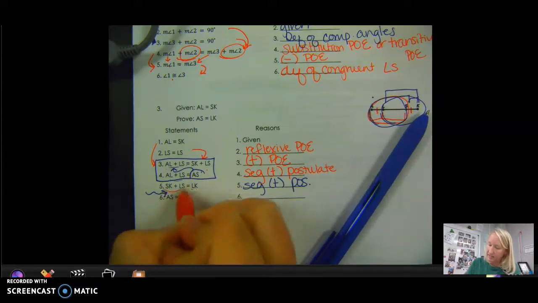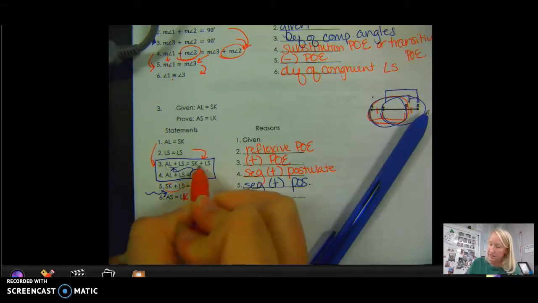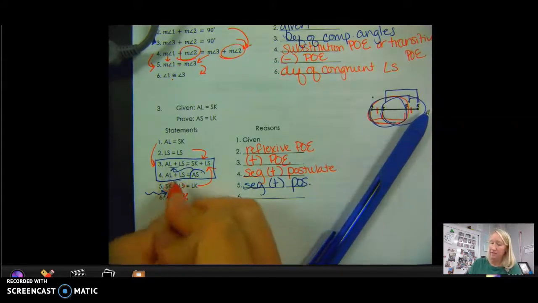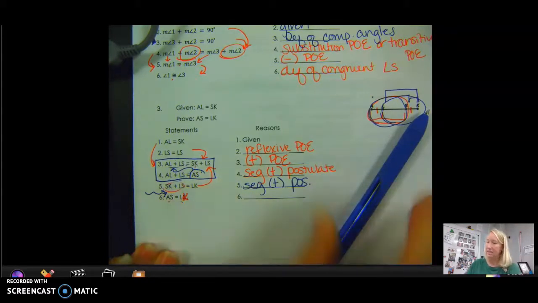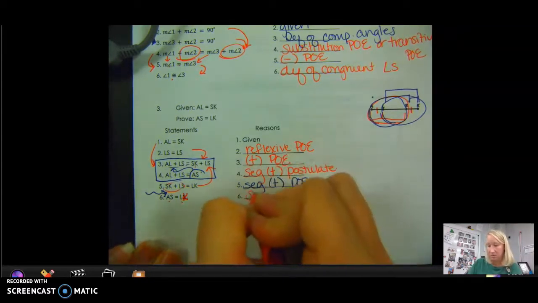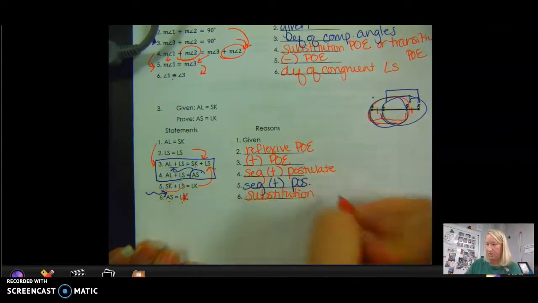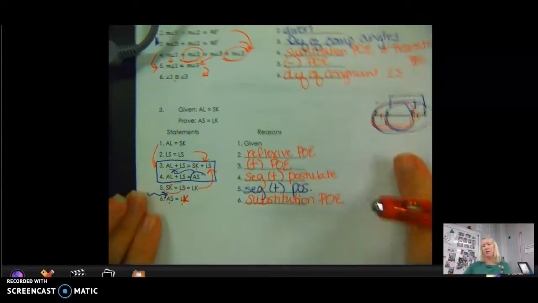Then I see that SK plus LS, which is this guy, is equal to LK, so I can take this part out and put LK in. Then what I get is I've taken this piece out and put AS in, taken this piece out and I put LK in. So that would be substitution, PO, and we're equality, so E. Okay? All right, next page.